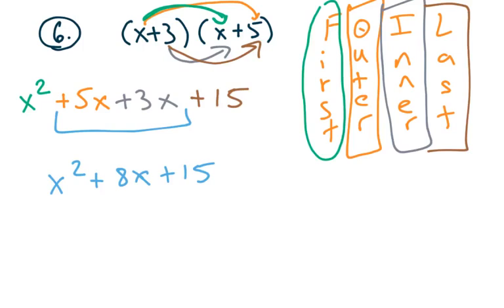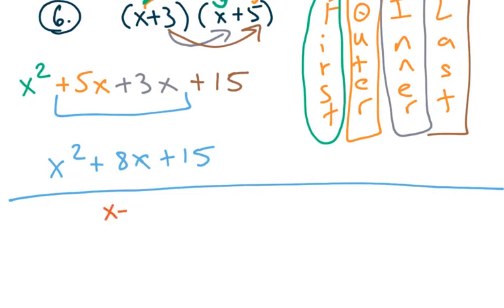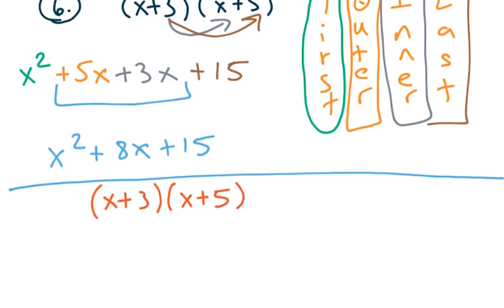There are other methods. Most of the time I'm not going to use these methods, I'm just going to use FOIL, but I think it's important to know other methods in the sense of understanding why this is true. I never want you to assume that it's true because I said so. There needs to be a logical reason why. And let's talk about that.